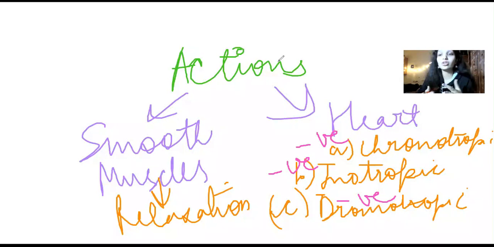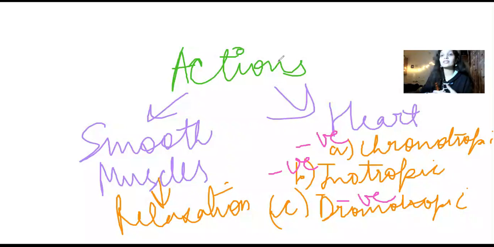So if someone asks you in a viva or generally what is the action of CCBs on the heart, you won't go into detail, which we are going to discuss ahead. You just have to say it shows negative chronotropic, negative inotropic and negative dromotropic effect.